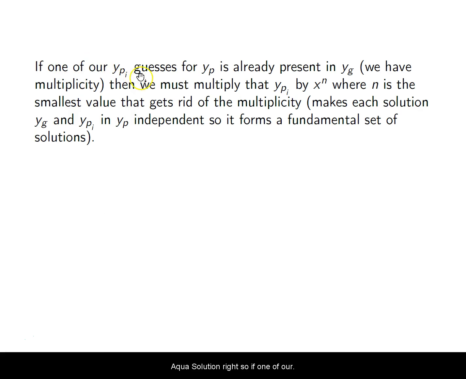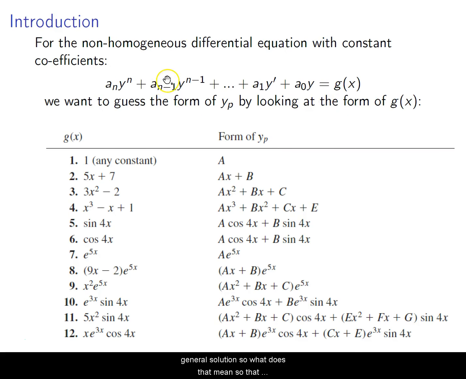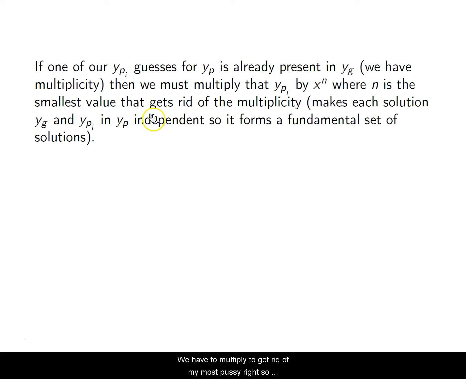So if one of our particular guesses for my particular solution is already present in the general solution, what does that mean? That means that when this is equal to 0, if we have, let's say, the ax plus b showing up when I do this, and it also shows up here, we have to multiply to get rid of the multiplicity, right? So we're going to multiply that particular portion of my guess for the particular solution by x to the n, okay? N is the smallest value that's going to get rid of the multiplicity, right?